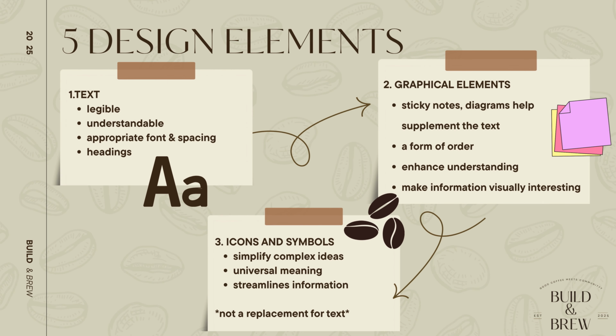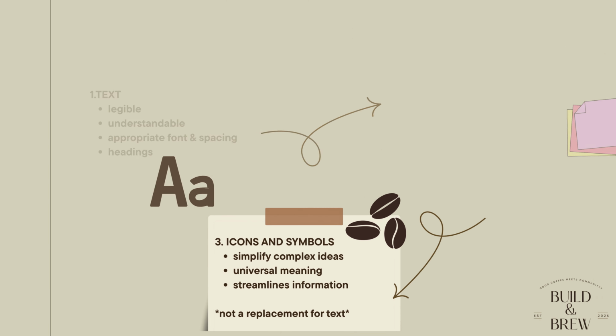Visualization uses 5 design elements to make ideas clear and engaging. The first is text, which must be simple, readable, and structured. Next are graphical elements and icons or symbols that help connect ideas, simplify information, and make visuals easier to understand.